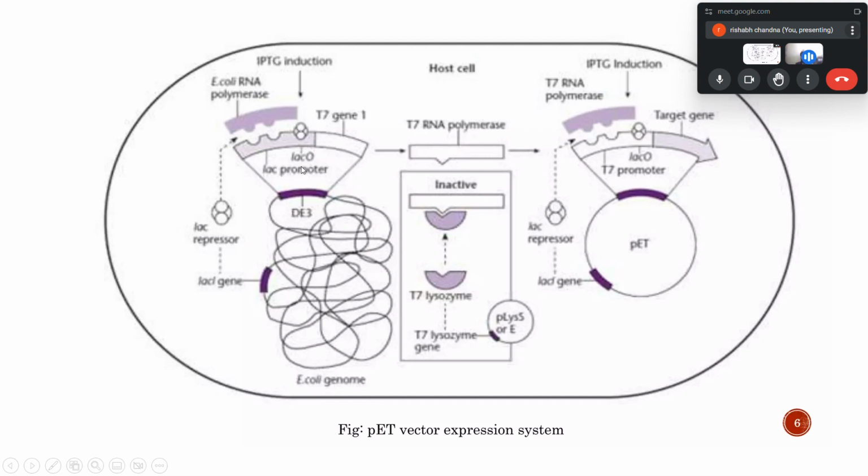So what will happen? We have the lac operator and promoter, and then we have the T7 polymerase gene. When we add the IPTG, the E. coli polymerase will act upon it because the lac repressor cannot bind here, and then T7 polymerase will be produced. This T7 polymerase can now act upon the T7 promoter, because it has higher efficiency for it. So now the T7 promoter will express the target gene in higher concentrations. So this is considered to be a good expression vector in bacteria. Here we need the IPTG induction. So this was the basic idea about the pET vector system.